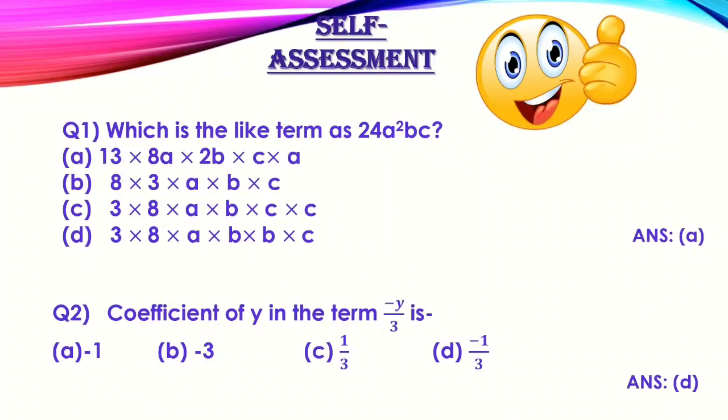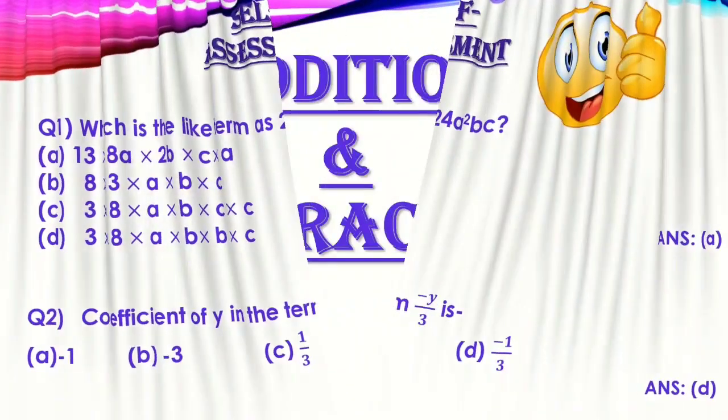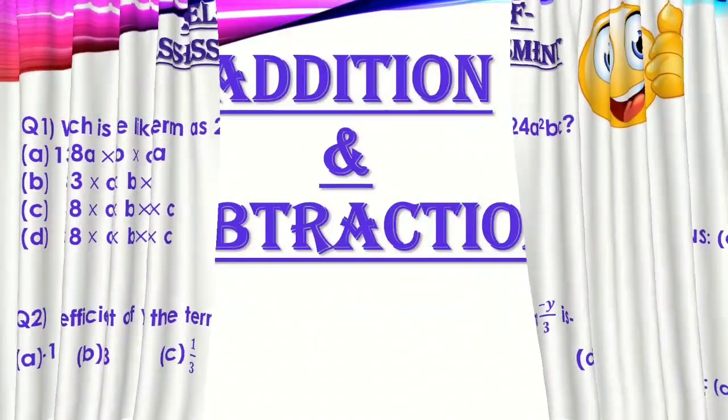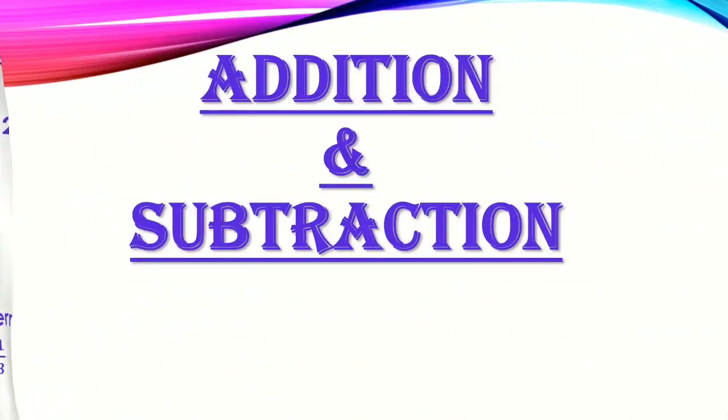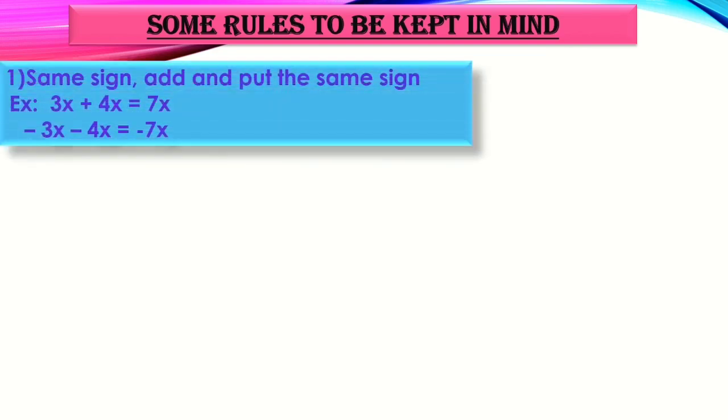Fine. Now let us move on to today's topic, that is addition and subtraction of algebraic expressions. For doing that, we need to keep some rules in our mind. The first rule is about the signs only. When the terms have the same sign, we need to add them and put the same sign over there. For example, 3x and 4x.